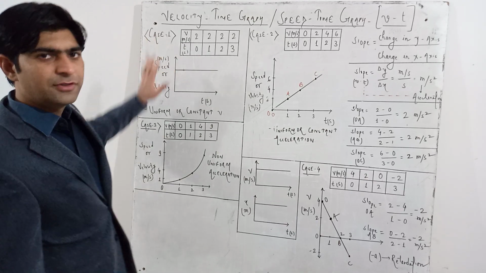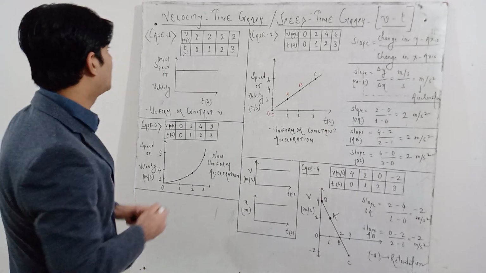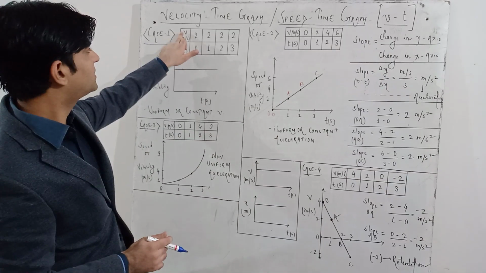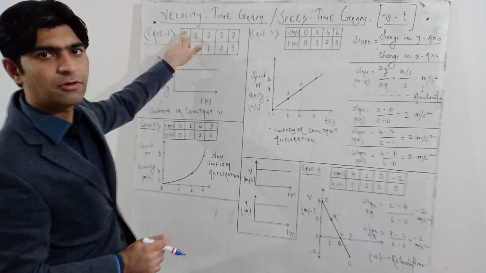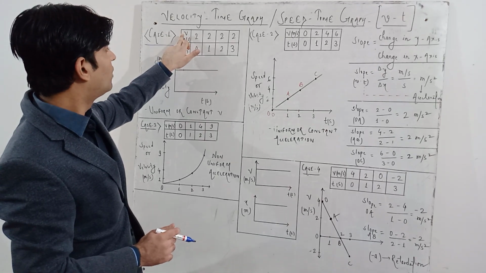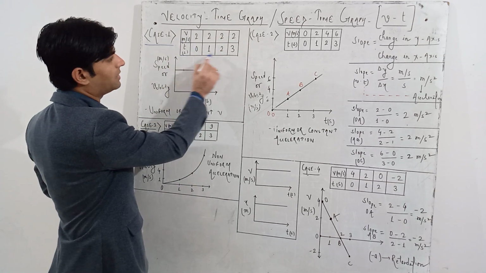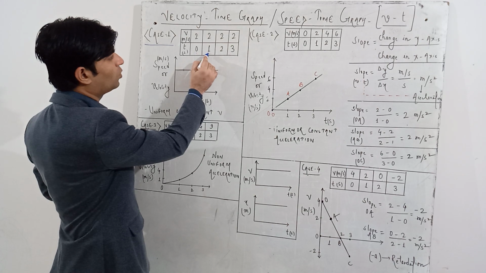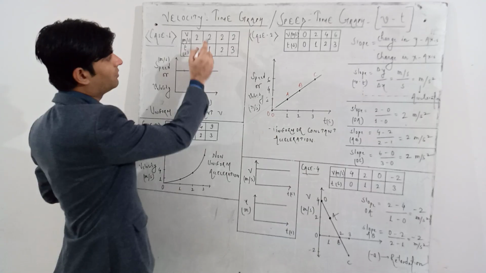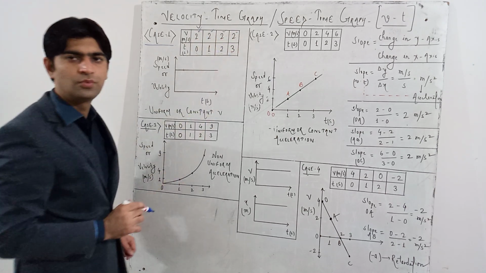The first case, I have designed a case-wise structure. In case number 1, V stands for velocity or speed, you may consider. Velocity is constant here. I have written the velocity with the passage of time: 0 second, 1 second, 2 second, 3 second. At every instant, the velocity or speed is constant: 2, 2, 2, 2.